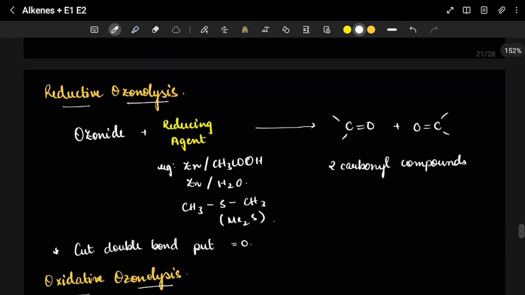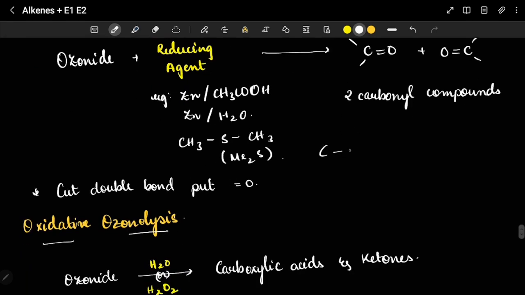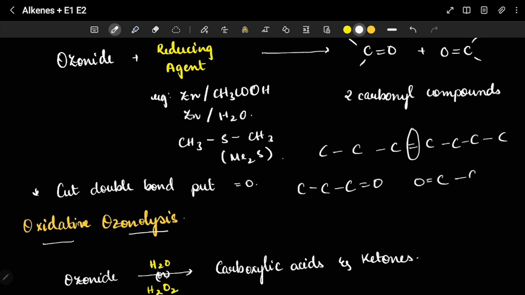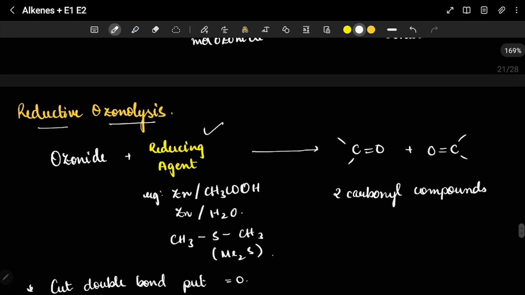Ozonide is first reacted with a reducing agent, so it is called reductive ozonolysis. Whenever you are adding a reducing agent, just remember this shortcut. Wherever a double bond is there, like C double bond C in the question, just separate these two carbons, and then put a double bond O on each one. Just cut the double bond and put the double bond O. Simple. That is the shortcut for reductive ozonolysis.